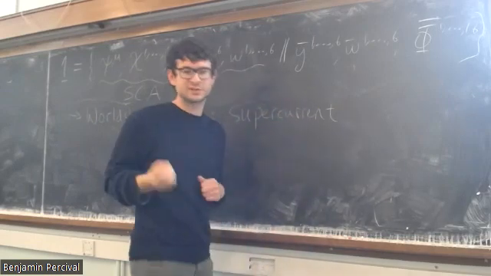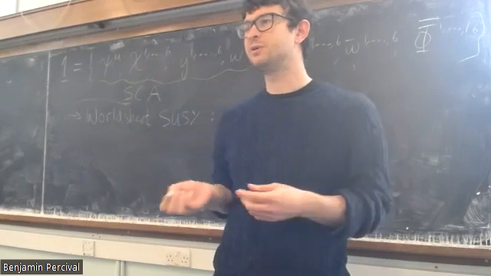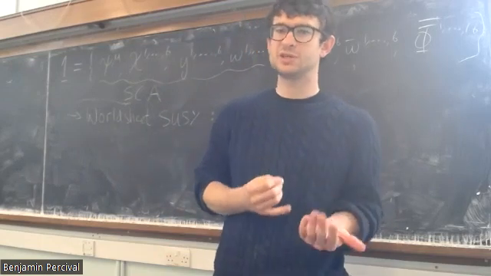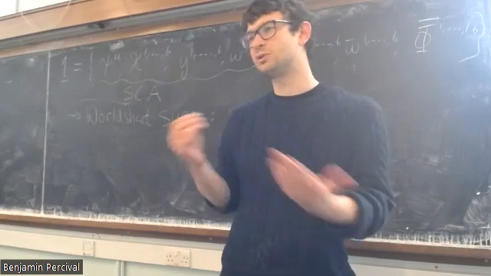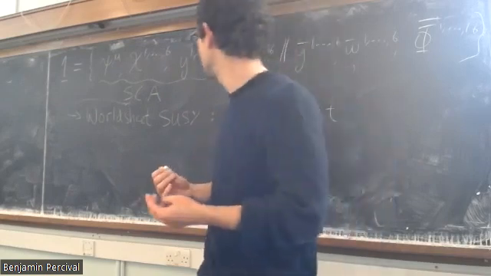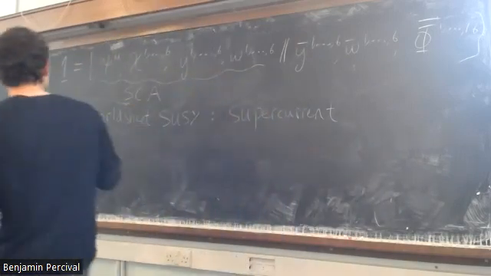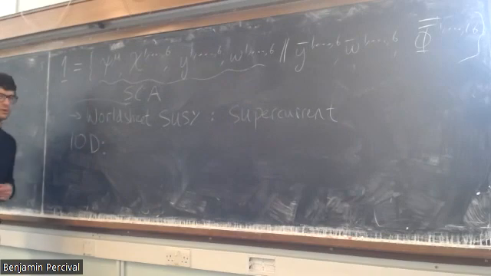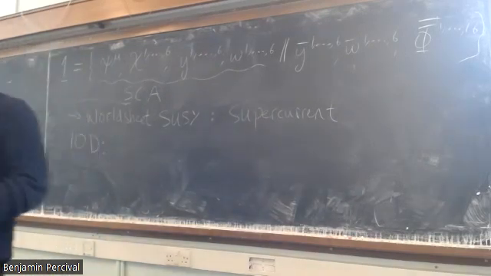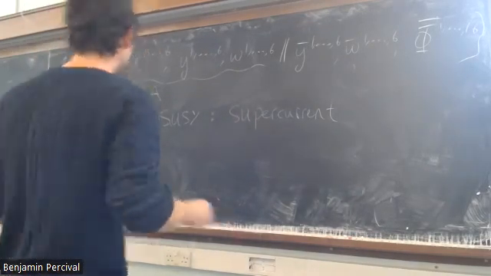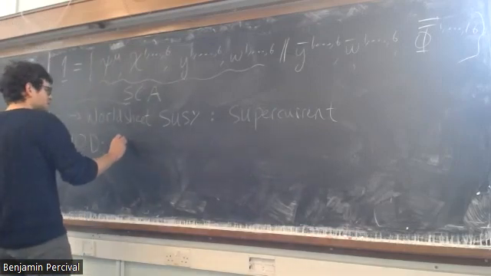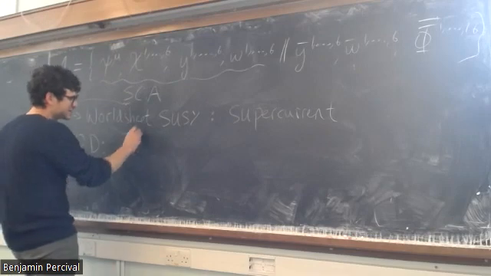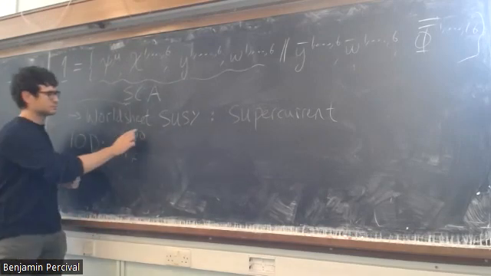So the supercurrent is just like Noether's theorem. You get a conserved current when you have a symmetry. So if you have supersymmetry, the supercurrent is the corresponding conserved current. And in 10D, worldsheet supersymmetry is given by this. Let's call it TF, and we'll call it TF10 because it's 10D.